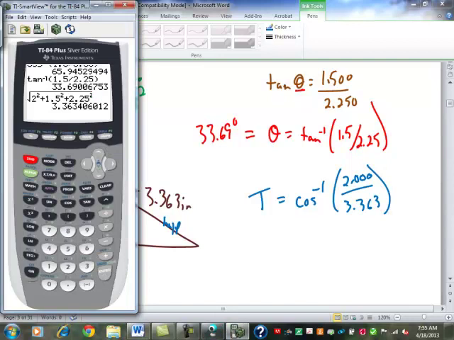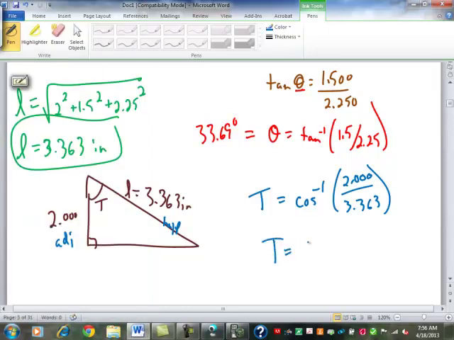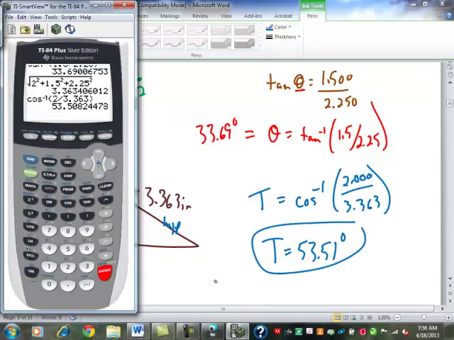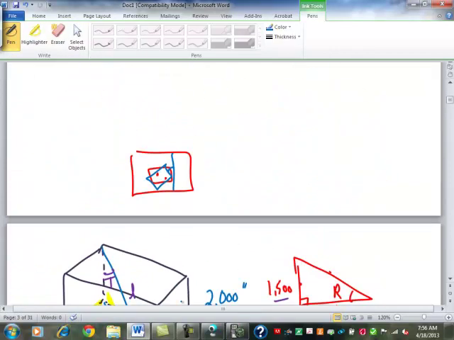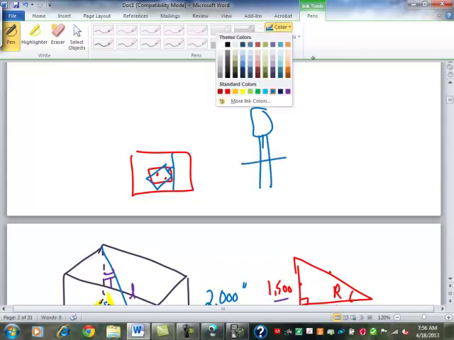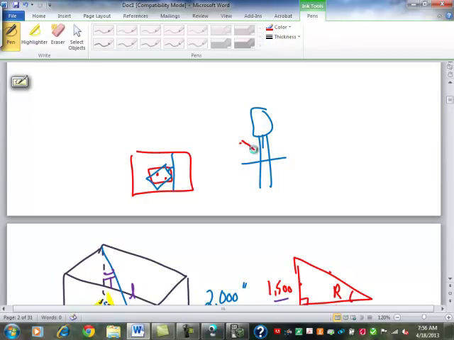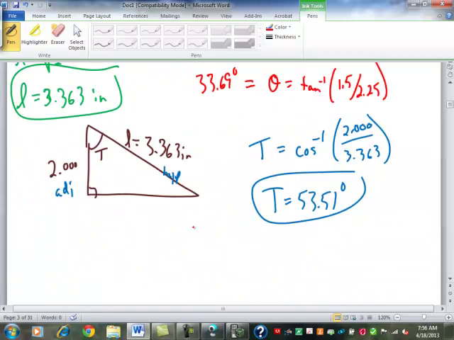So I do second cosine 2 divided by 3.363 equals 53.51 degrees. So that means if you're looking at that drill press, that table needs to be tilted 53.51 degrees there. Any questions?